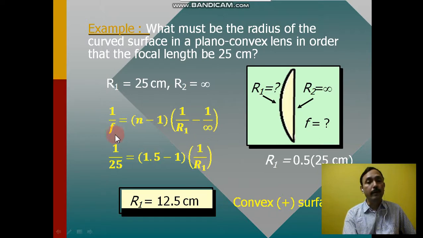So 1 by f means 1 by 25 is equal to (1.5 minus 1) into 1 by R1. So R1 is equal to 0.5 into 25 cm. So it becomes R1 is equal to 12.5 cm. And it is a convex lens. The convex surface, it's positive. And this is the radius of curvature of the convex surface, and it is positive.